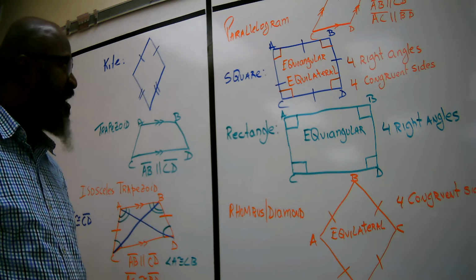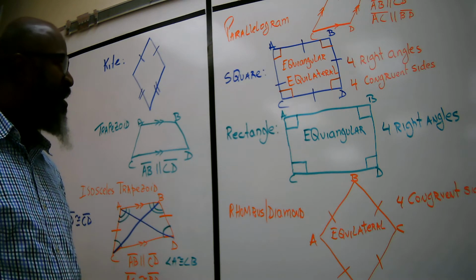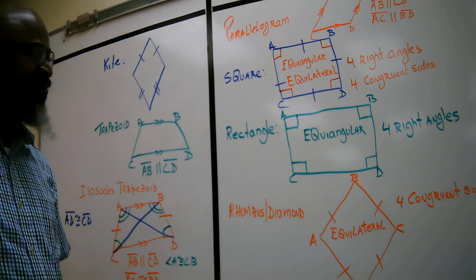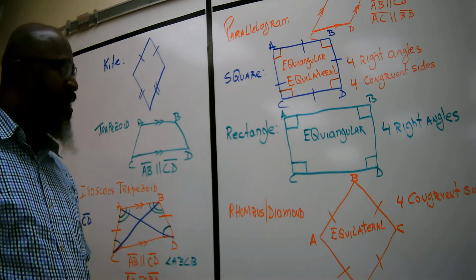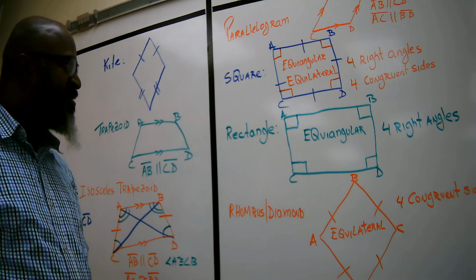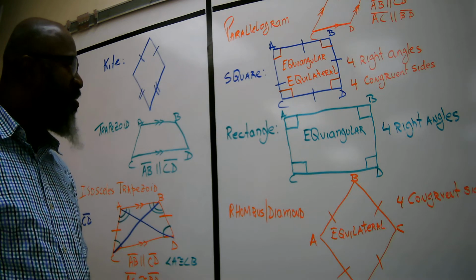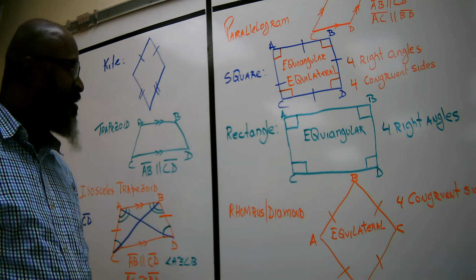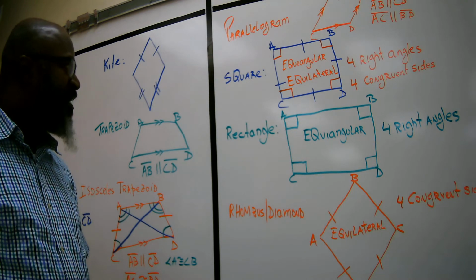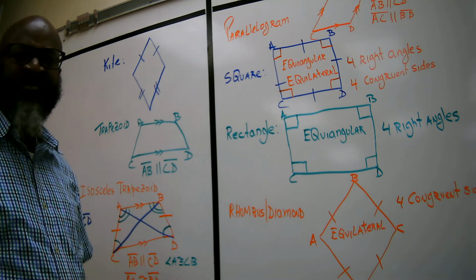Both pairs of opposite sides are parallel in the parallelogram. We have a square that has 4 congruent sides and 4 congruent angles. In this case, a square is equiangular and it is equilateral. Since you have congruent 90 degree angles, anything that forms right angles will be perpendicular. So be aware of that.